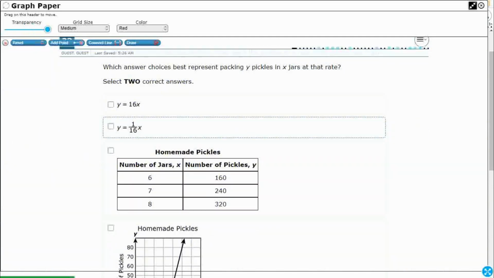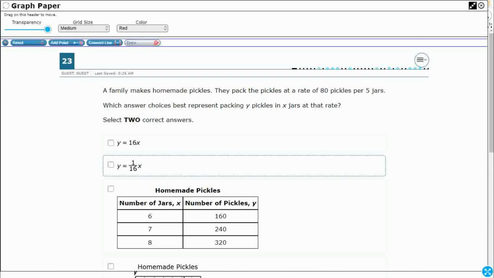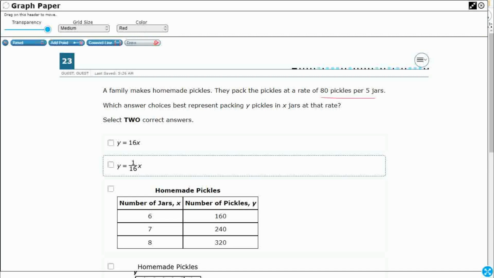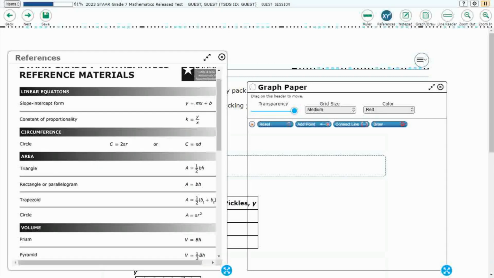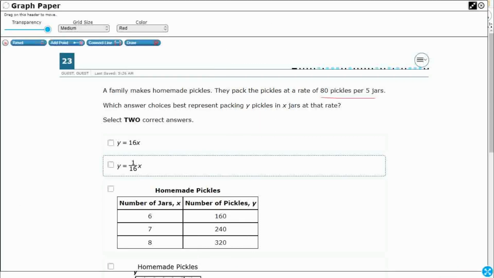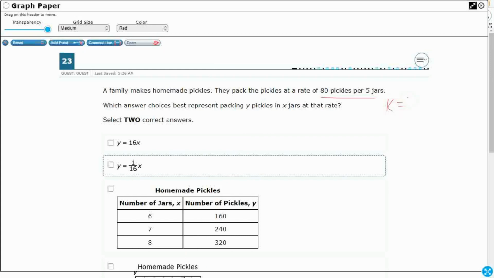We've got a family making pickles. They pack the pickles at a rate of 80 pickles per 5 jars. So here is our rate right here, 80 pickles per 5 jars, right? And so what we're looking at here is that constant of proportionality. See, on that second line there, k equals y over x. That's going to get us our constant rate of change, okay? So that k equals y over x, right?